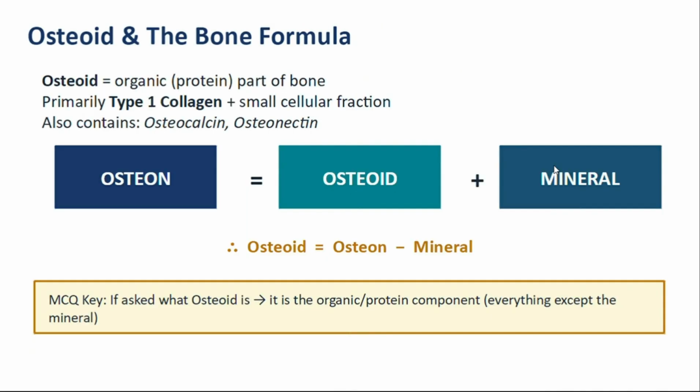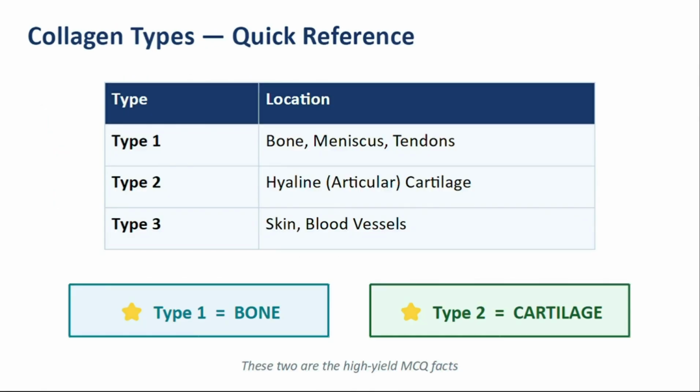The protein part is also called the osteoid. Osteoid means the organic protein part of the bone, and the whole bone is called osteon. So osteon equals osteoid plus minerals, and it also contains some small cellular fractions and also contains osteocalcin and osteonectin.